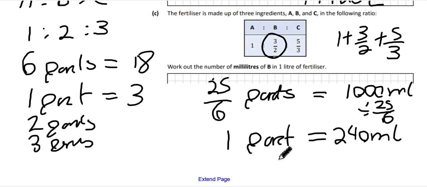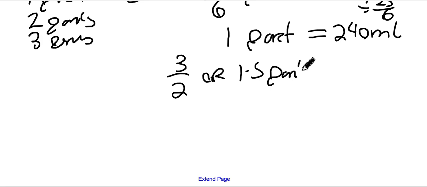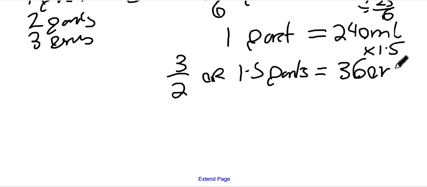240 milliliters, yeah? Now, look at B. B isn't 1. Would you all agree that B is 3 over 2, or 1.5 parts? Do you think 1.5 parts will be bigger or smaller than 240? You can either multiply by 1.5 or you can multiply by 3 over 2. Your choice. Multiply by 1.5. And what do you get? 360 milliliters.